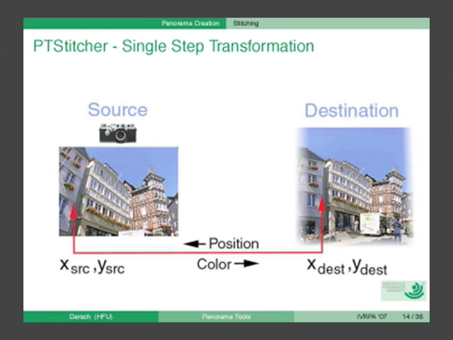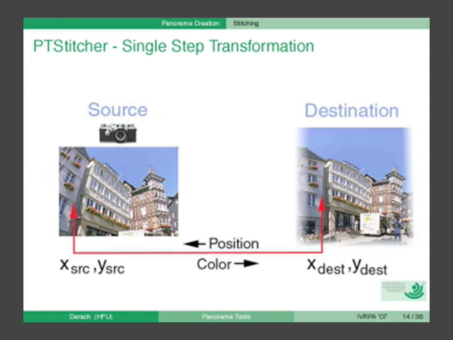Now the Stitcher tool combines all these three steps into a single transformation. And this is shown in this image. It's really horrible, the colors, but it's due to a gamma mismatch. Don't know what is going on here.